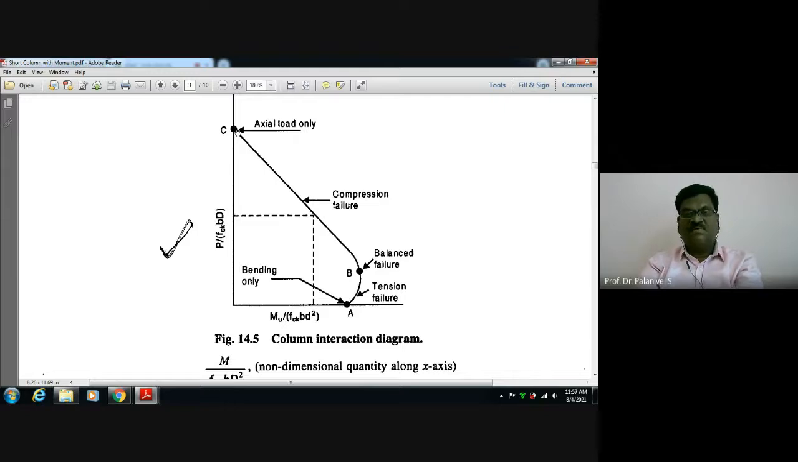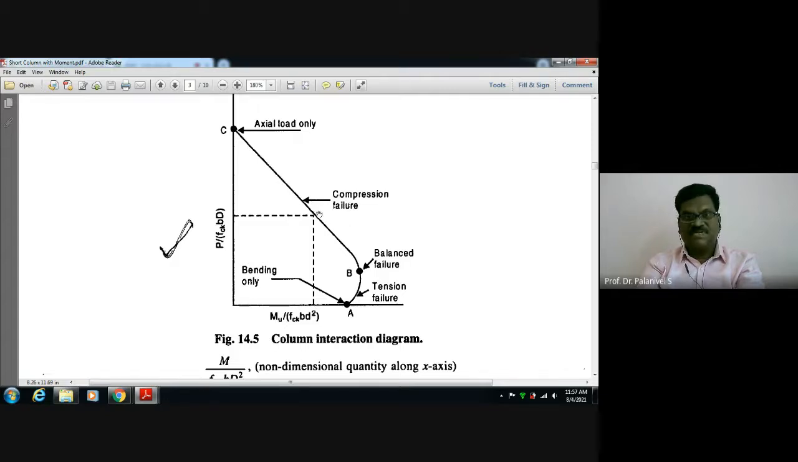If the eccentricity of loading increases, obviously that Pu into eccentricity will give you the Mu, the moment to which the column is subjected. If the eccentricity of application of load increases, what will be the moment? The column will be subject to moment, axial force into eccentricity, P into e. So the moment increases, no? So the failure curve will go like this.